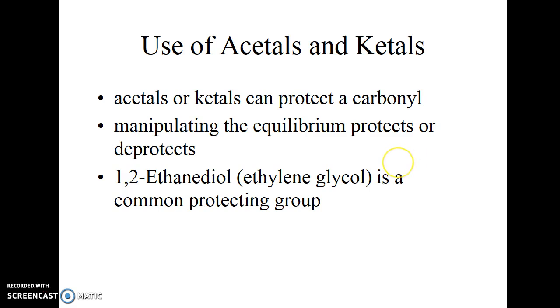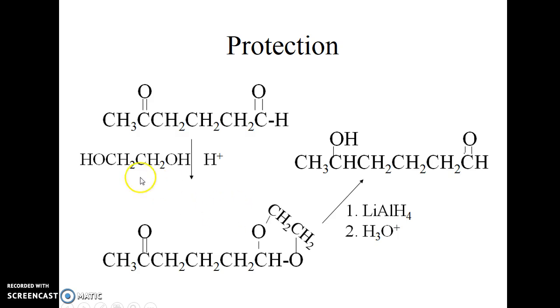What we do is we use the acetals and ketals often for protecting a carbonyl when we don't want to have nucleophilic attack occur on them. So what we do is we form the acetal or ketal, we do a reaction, then we use water and acid to deprotect the carbonyl. A common protecting group is 1,2-ethane diol, also called ethylene glycol. Here's an example. This is the 1,2-ethane diol or ethylene glycol.